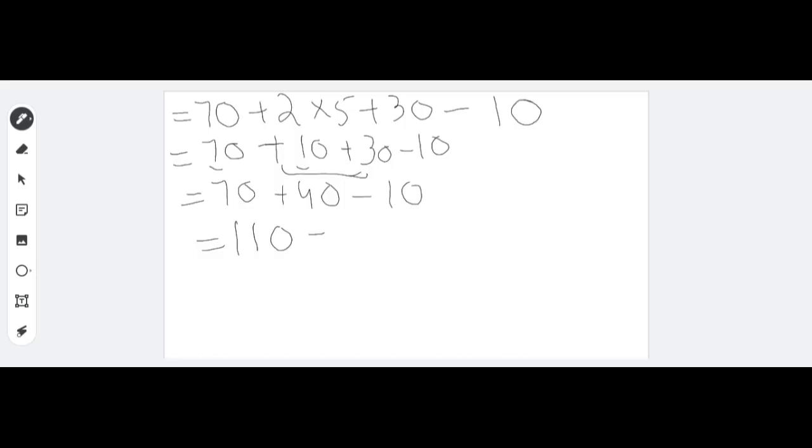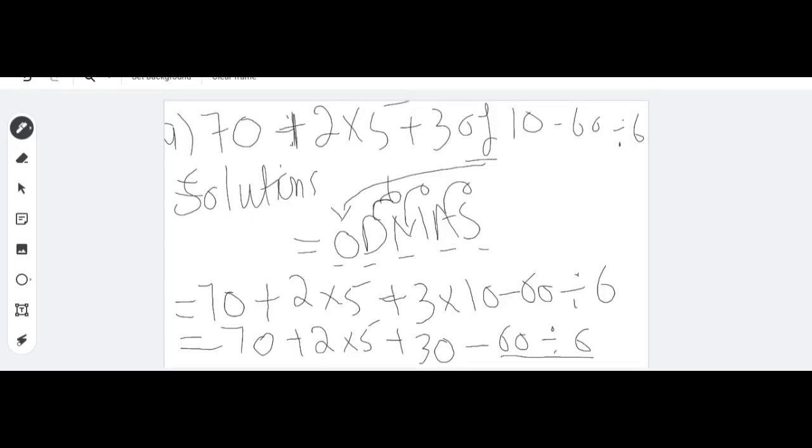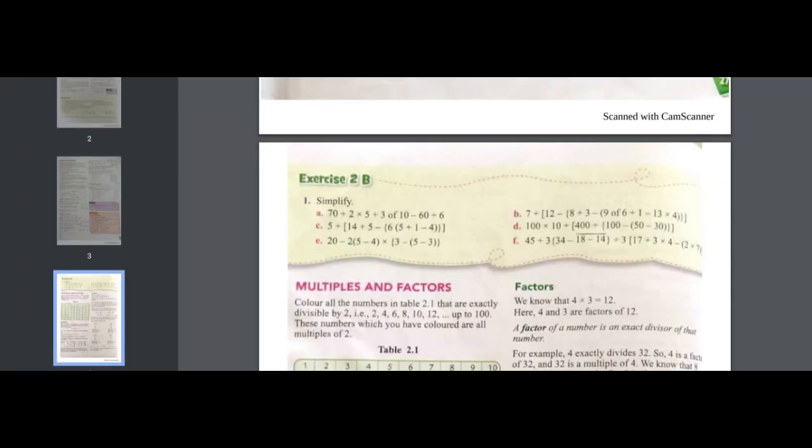Now we have to do the subtraction. Subtraction between 110 is 100. 100. Can you check the answer is correct or not? Okay. Now the question is exercise 2b, question number B.